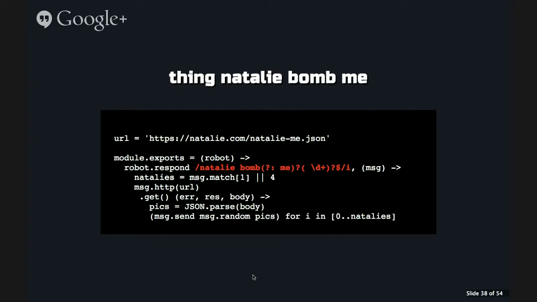Hubot will listen to all the conversation that happens in the chat room, and once we get a regex match on some specific message in the chat room, this JavaScript will fire. And so this is the capture group. In this case, this regular expression, like I said before, captures the number, or it'll default to 4. So if I said "Natalie bomb me 10," we would have 10 Natalie bomb pictures returned to the chat room.